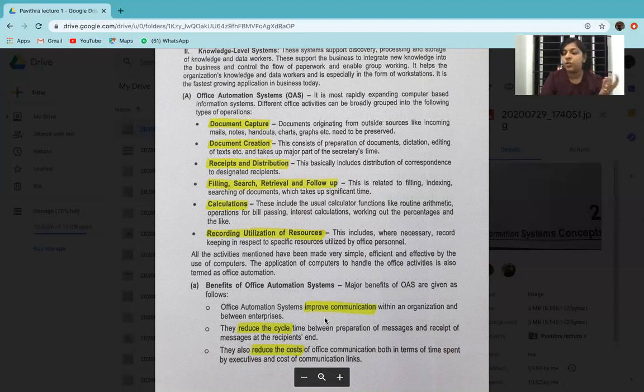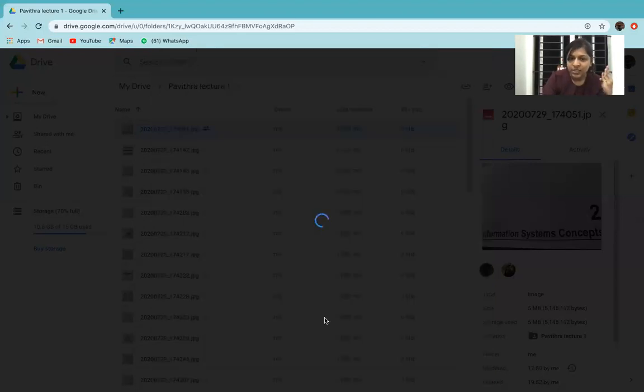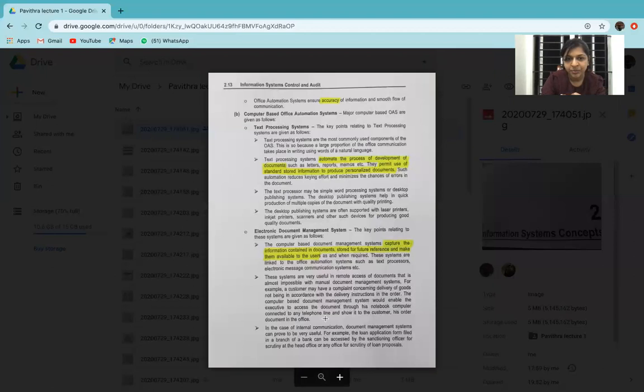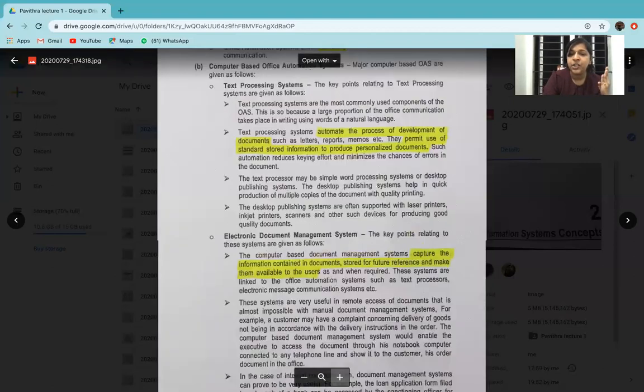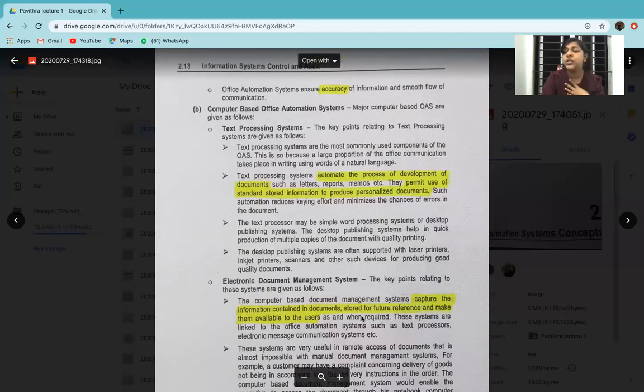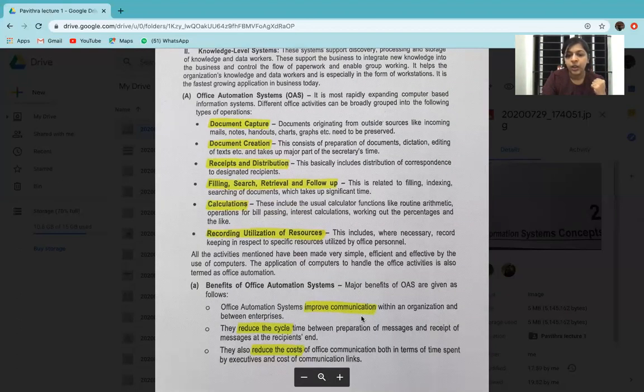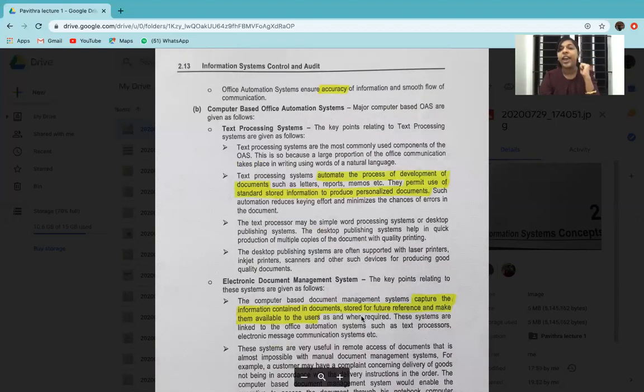So what are the benefits of office automation system? It improves communication, reduces the cycle time, reduces cost, and ensures accuracy. I can be so sure that what I sent is what you have received. Let us look once again at the benefits of office automation system: improves communication by reducing the cycle time, reducing the cost, and ensures accuracy.